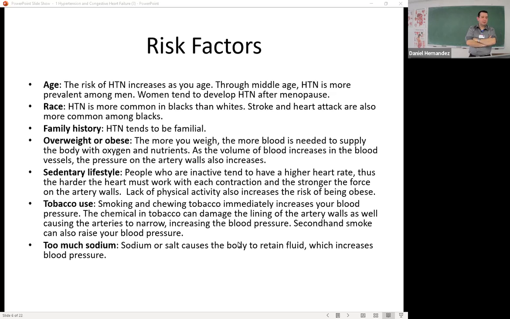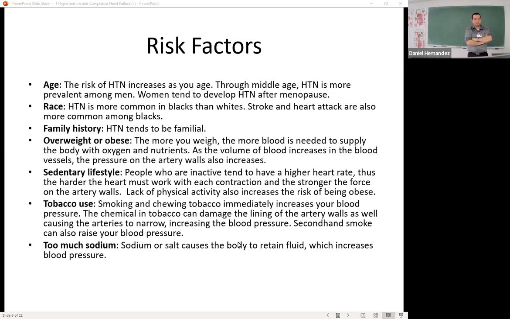Sedentary lifestyle. People who are inactive also tend to have higher heart rates, and thus it's harder for the heart. The heart must work harder with each contraction and with stronger force on the arterial walls. Lack of physical activity also increases the risk for being obese. We have to take that into consideration. Tobacco use will cause atherosclerosis, hardening of those arterial walls. So this leads to reduced compliance of the arteries and narrowing of the arteries. So this all leads to an increase in blood pressure.